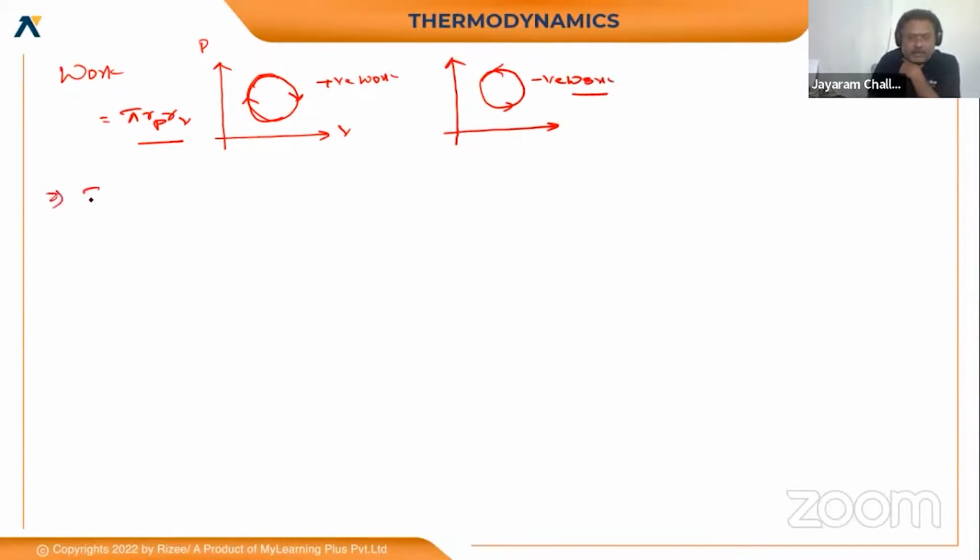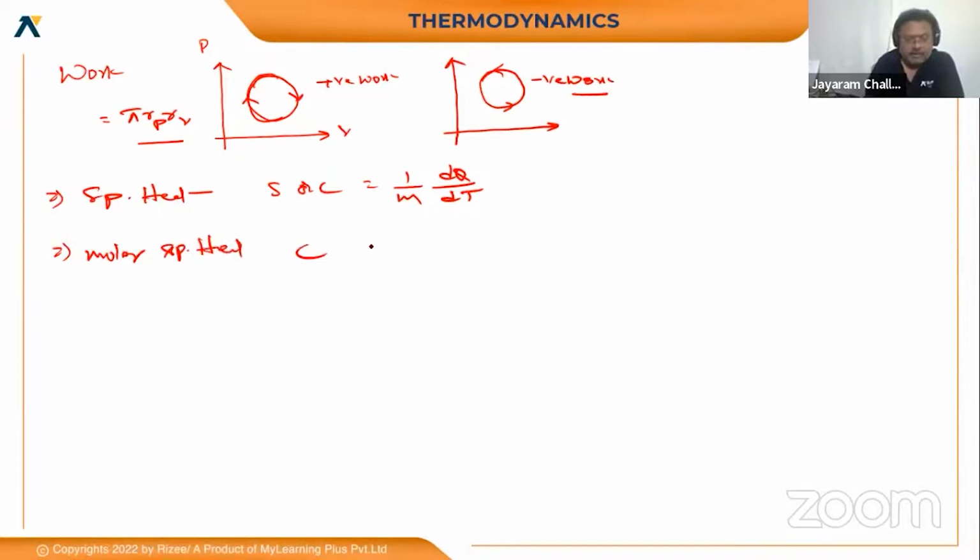Now, how do you define specific heat? It is written as s or c equal to 1 by m into dq by dt. Molar specific heat is the same thing: it is represented by C, which is dq by n dt, where n represents the number of moles.